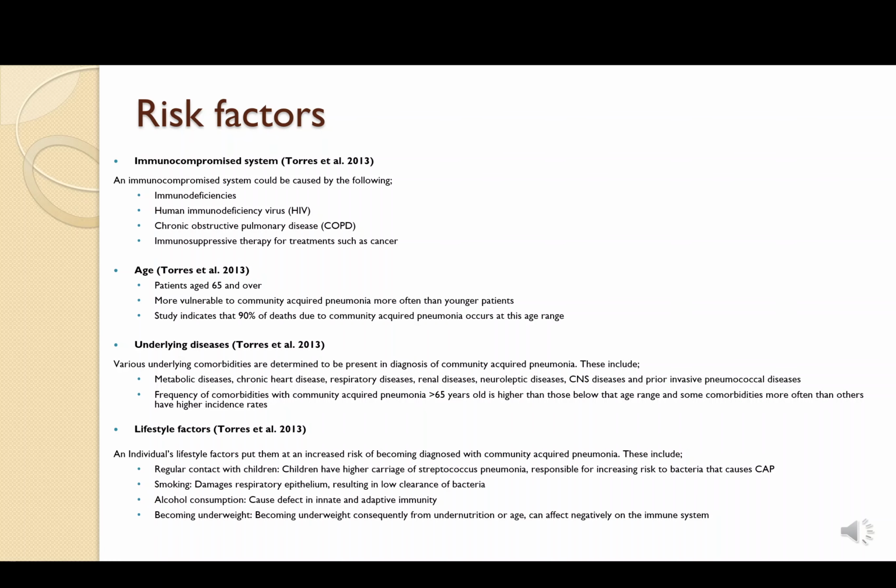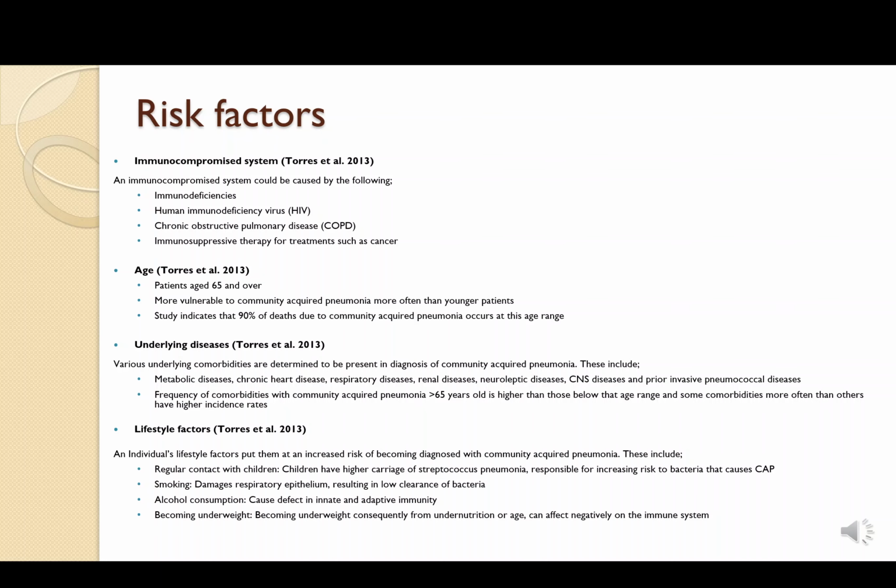Furthermore, smoking causes damage to the respiratory epithelium, resulting in low clearance of bacteria, promoting the occurrence of lung infections or community-acquired pneumonia. Another factor is increased alcohol consumption, which could cause a defect in innate and adaptive immunity, resulting in a weakened immune function. Finally, being underweight as a consequence of age or undernutrition could cause an increase in risk of community-acquired pneumonia due to weakened immune function.